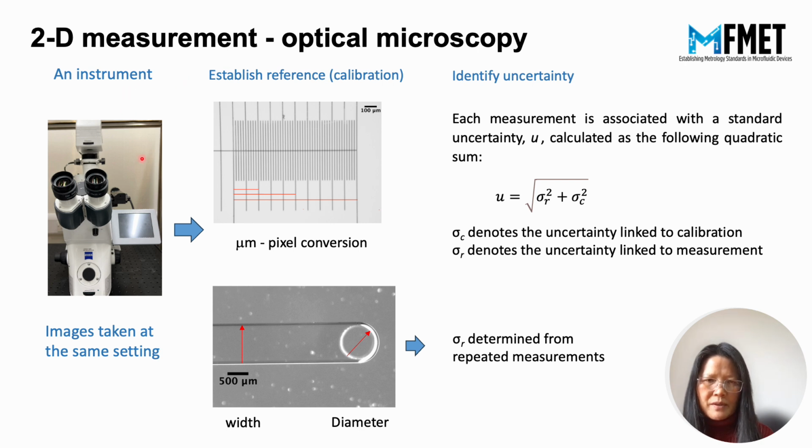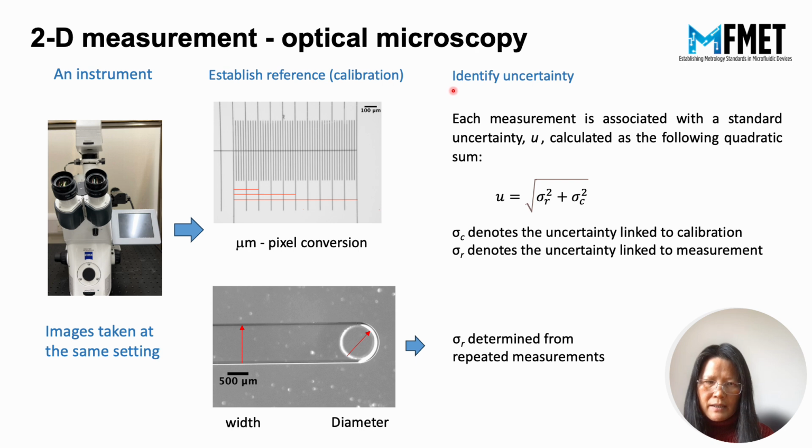Optical microscopes are often used together with microfluidic devices. Optical images have different pixel counts depending on instrument settings. Therefore, a reference, also known as a scale bar, is used to convert pixels to microns. This process can be easily done using open software such as ImageJ.